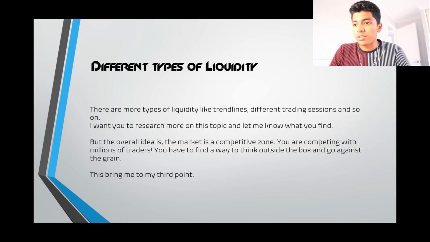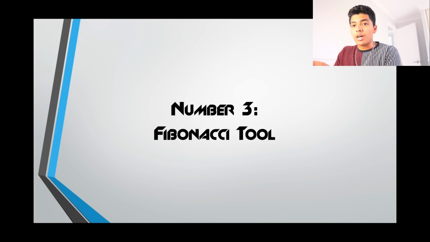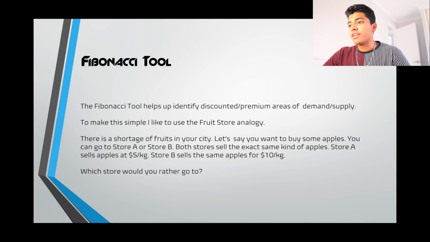You can't be like the rest of them. And this brings me to my third point. When we're looking to target liquidity, what's another tool that we can use to enhance our trade setups? And that is the Fibonacci tool. The Fibonacci tool helps us identify discounted and premium areas of demand and supply.